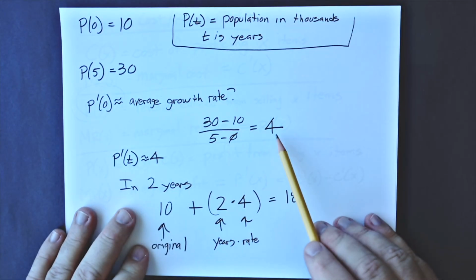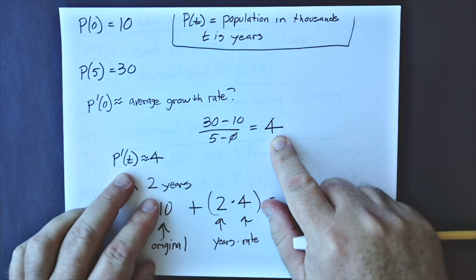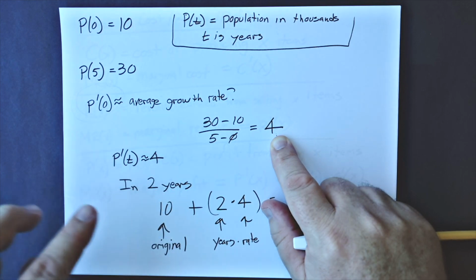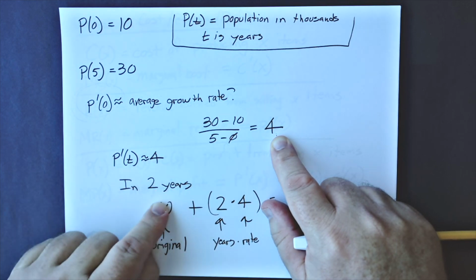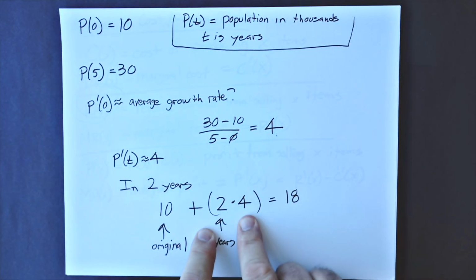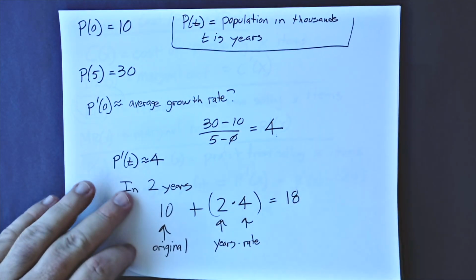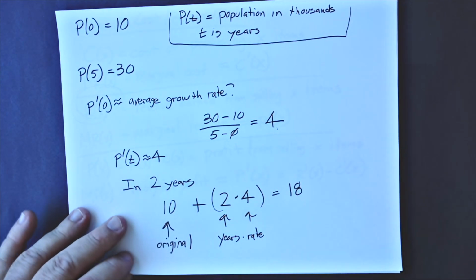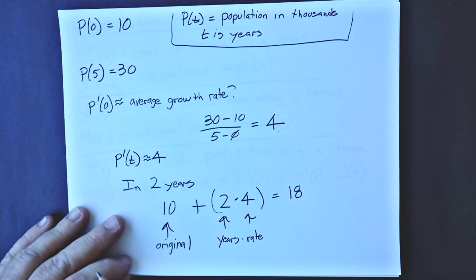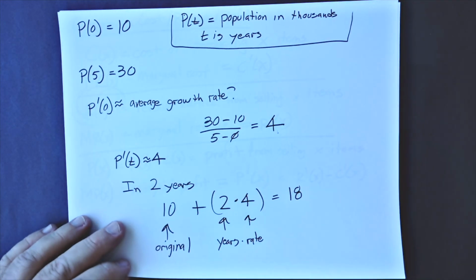And so I would estimate that the growth rate is 4,000 per year. So then we want to say, well, what do you estimate it's going to be in 2 years? Well, it's that original 10,000 plus 2 years at that growth rate. So then our estimate would be 18,000. When you estimate this way, though, you are estimating that the growth rate is linear, and we know that that's not going to be the case with population. It's going to move in an exponential way if it's growing.